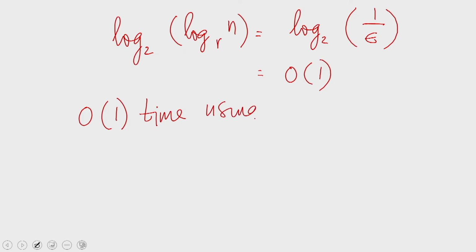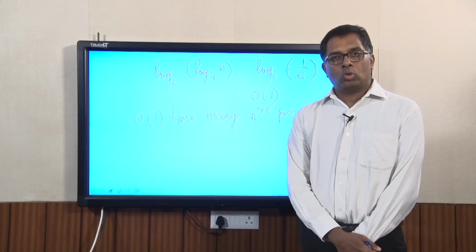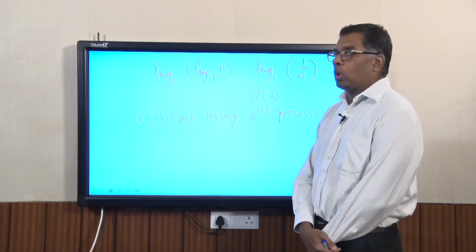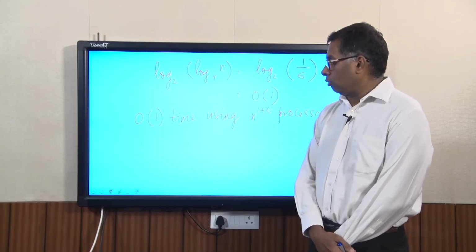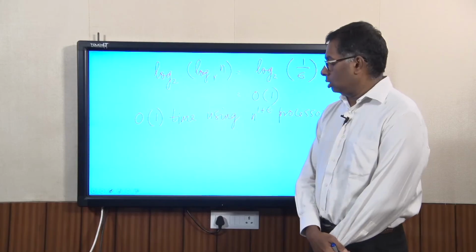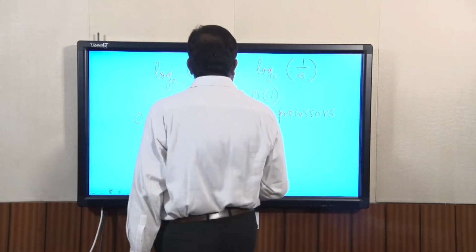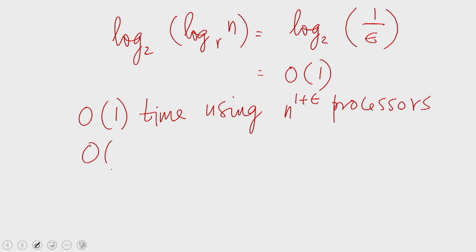using n power 1 plus epsilon processors on the same model. So, this is an improvement. The first algorithm that we had ran in order 1 time using n squared processors. This new algorithm also runs in order 1 time, but uses n power 1 plus epsilon processors. The only difference is that the constant factor involved is larger here, because here the actual running time is order of 1 by epsilon, log of 1 by epsilon.